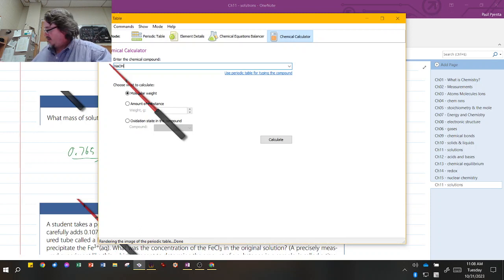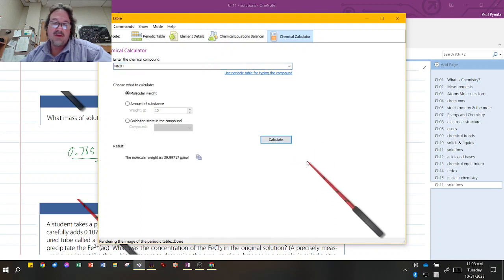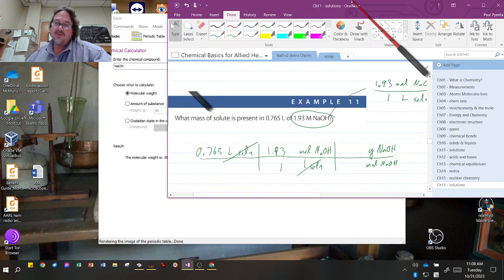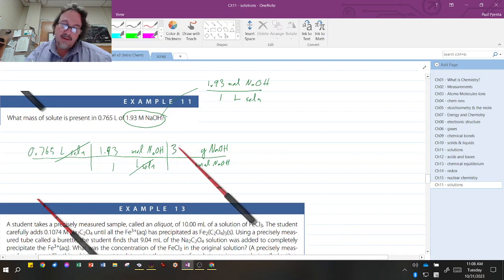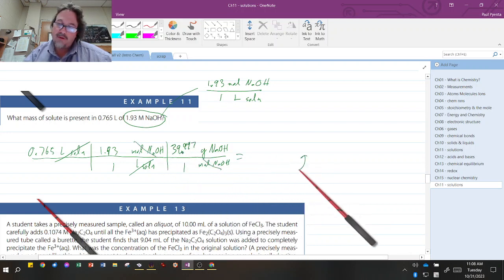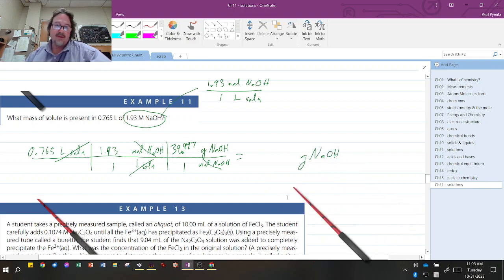use a program like this. Oops, I gotta hit that. There we go. Same thing if you would add it up, 39.997. So let's go ahead and use that. 39.997 grams per mole. Moles and moles cancel. Now I've got grams of sodium hydroxide, and I can pick up my calculator and push that through.